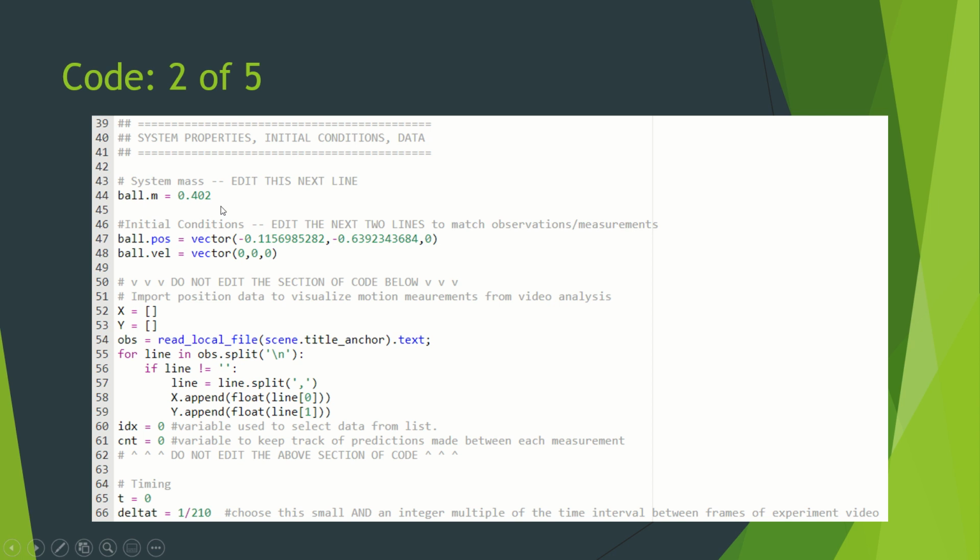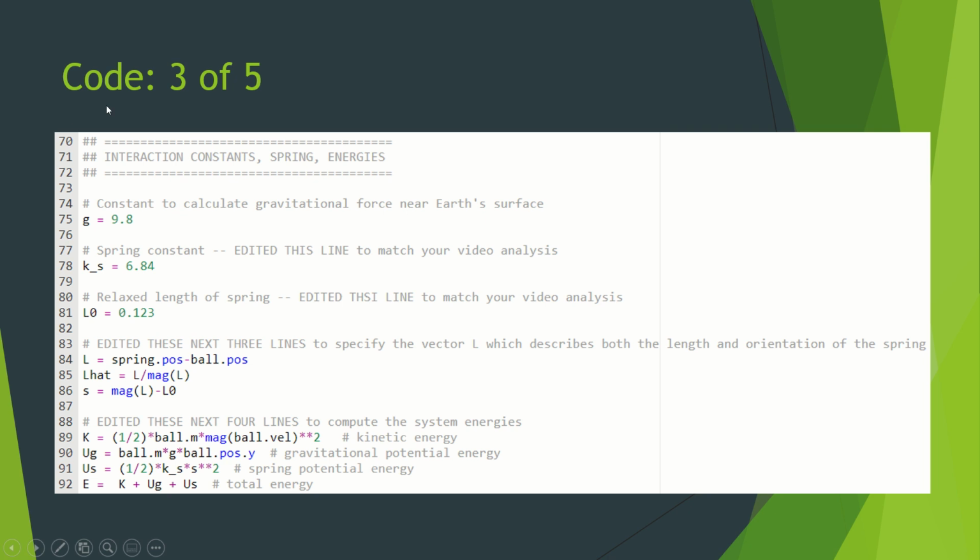Then we set up our initial conditions: the mass of the ball, the initial position, which we found from the tracker, and our time as well as our time step, which was given to us to match the time step of the video. Then we move on to our interaction constants and spring energies. We set up the gravitational constant, we plug in our spring constant, which we had calculated, and our rest length, which we also calculated. Then we find L by finding the distance from the origin to the ball's position. We find L hat by dividing the vector L by the magnitude of L. And then we find the actual stretch by subtracting the relaxed length from the magnitude of L.